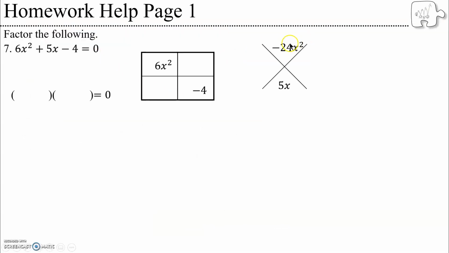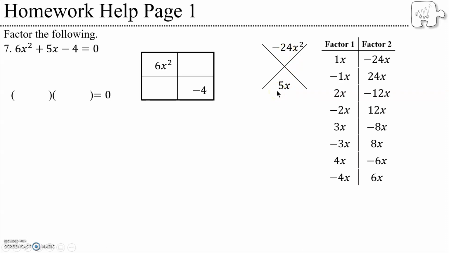So you get minus 24x, right? And then we put the 5x, the middle term, on the bottom. So now we're looking for the factors of negative 24x squared that add to positive 5x. Lots of factors of 24x squared. If it's 1x and negative 24x, we get negative 23x. Switch up the negatives, we get positive 23x.